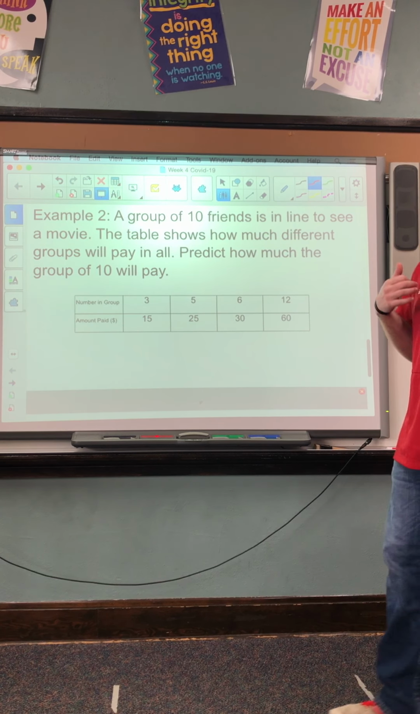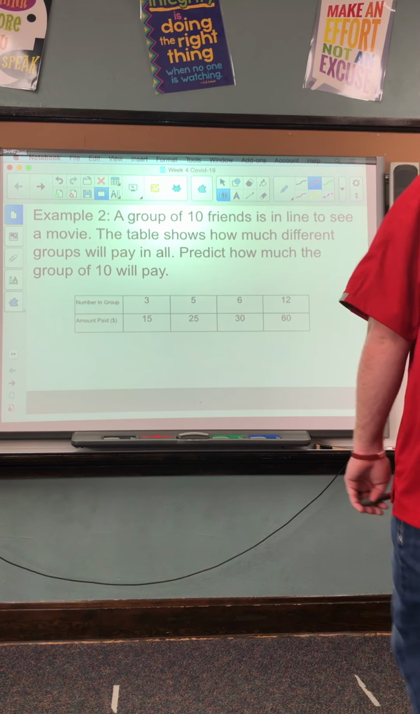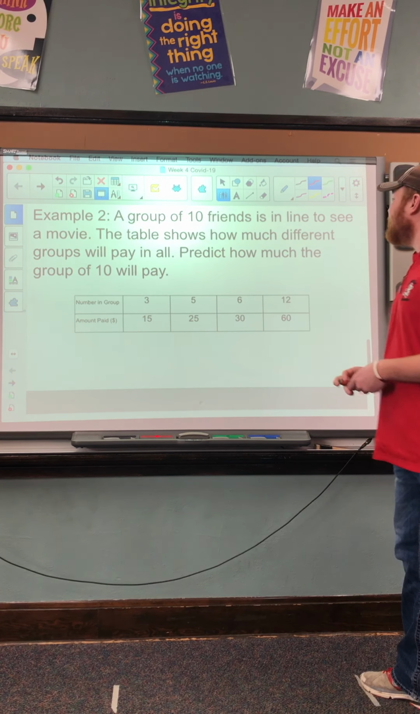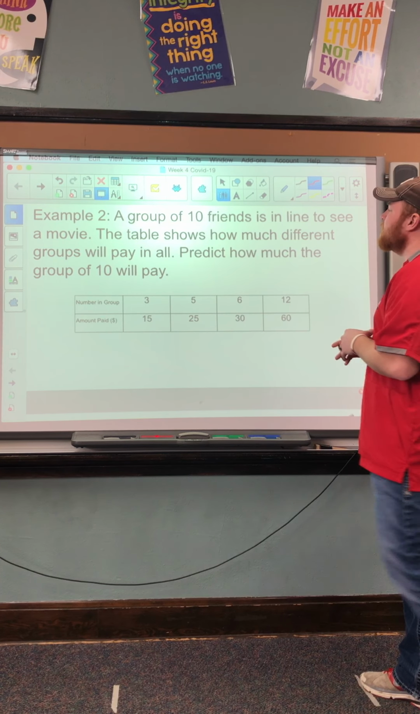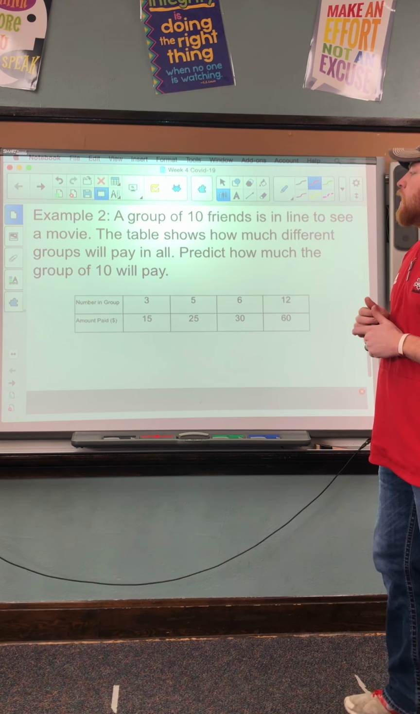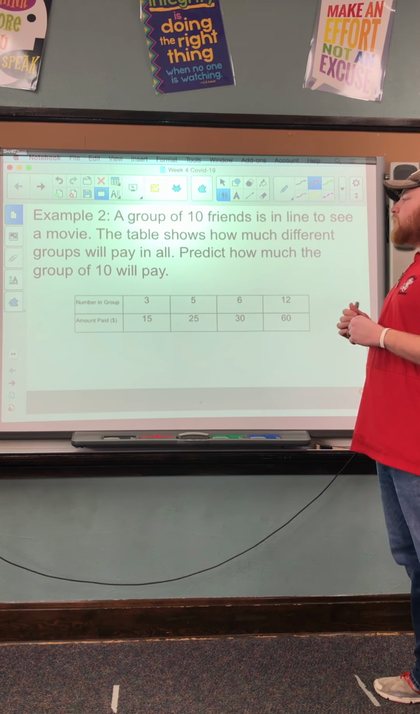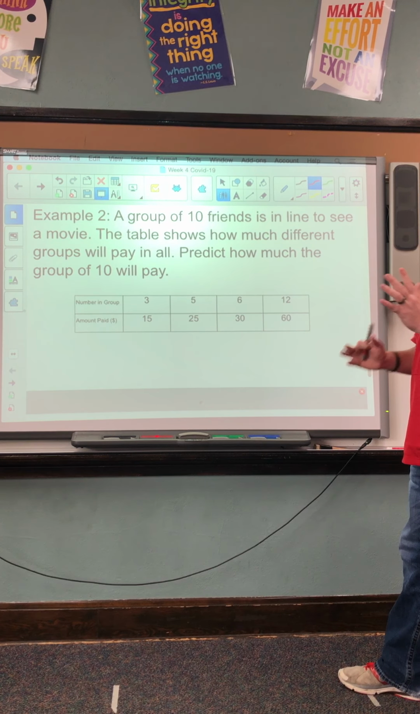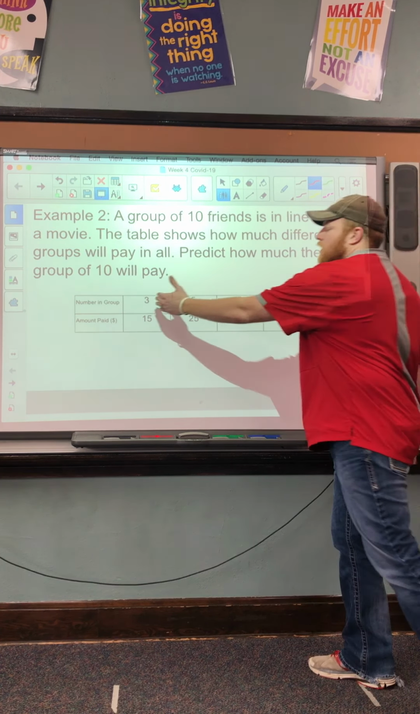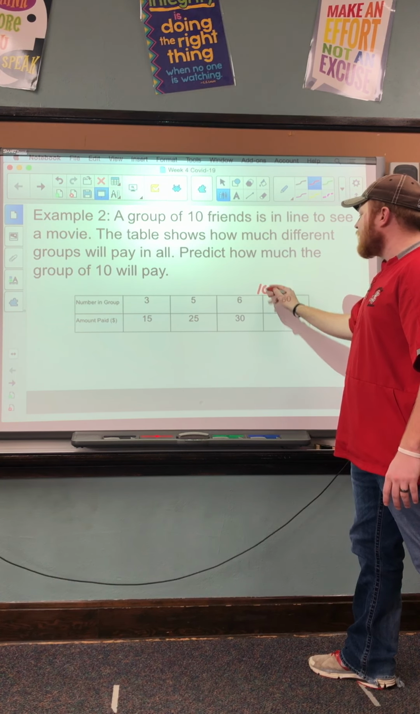This was the hardest part in lesson 7.2. A group of 10 friends is in line to see a movie. The table shows how much different groups will pay in all. Predict how much the group of 10 will pay. Okay, well first, let's find out where 10 would land in between. What numbers does 10 fall in between? It falls in between 6 and 12, so we put 10 here.